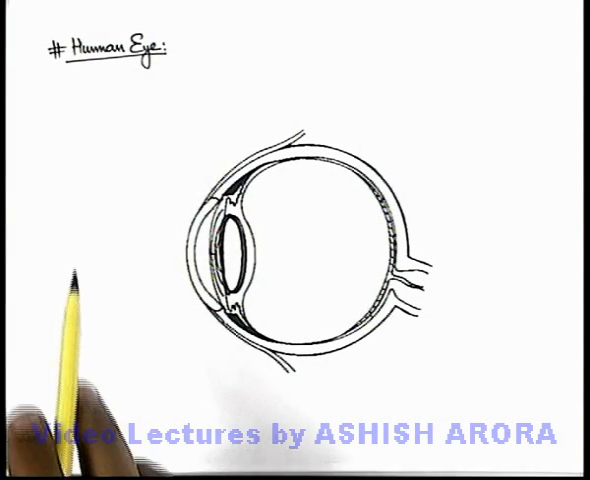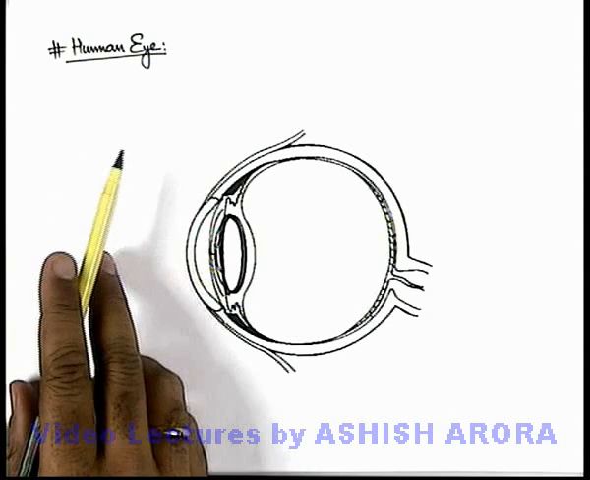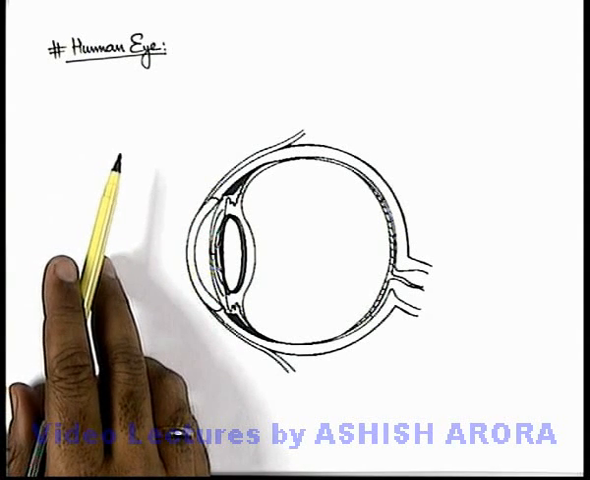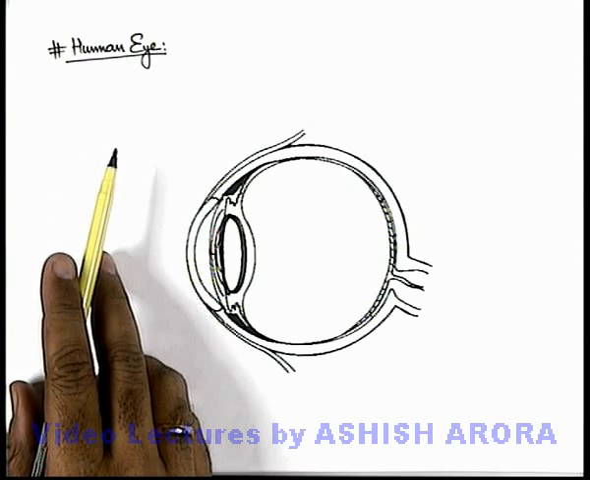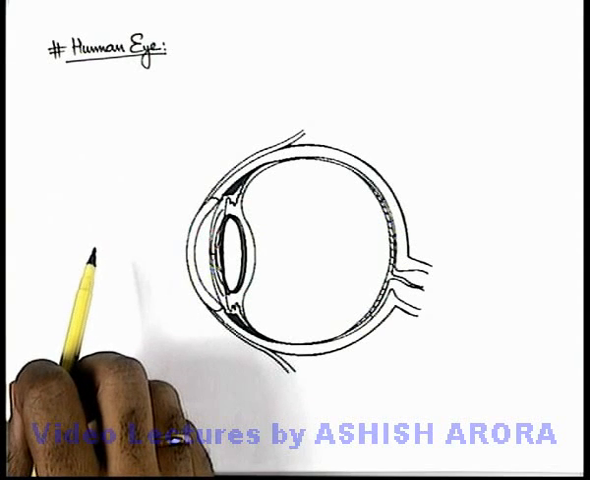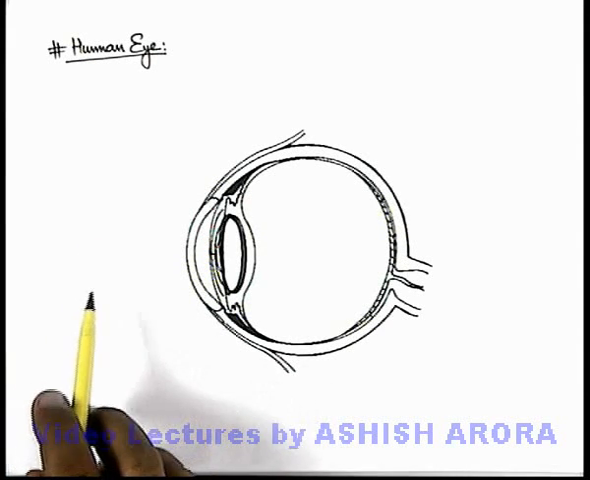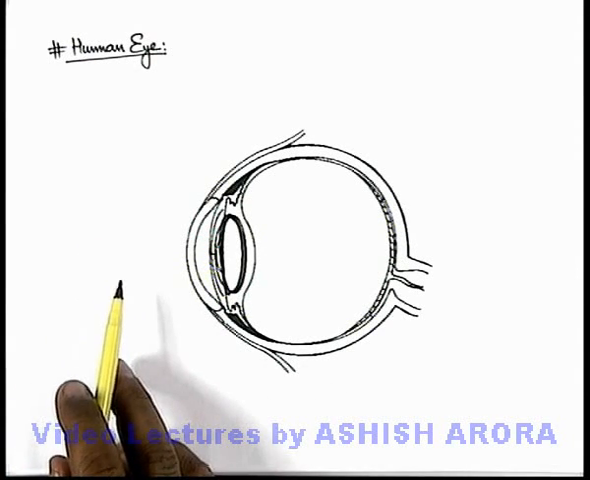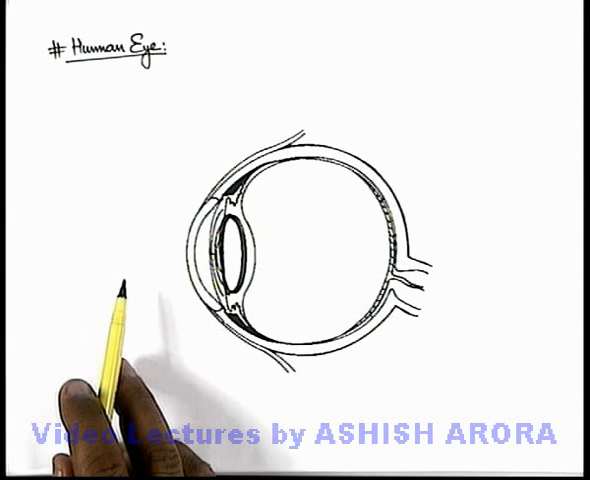Let us now study about the human eye. You already studied about the human eye in your early classes, that it is the most important sensory organ of our body which senses light and interacts with light in the majority of cases of vision.